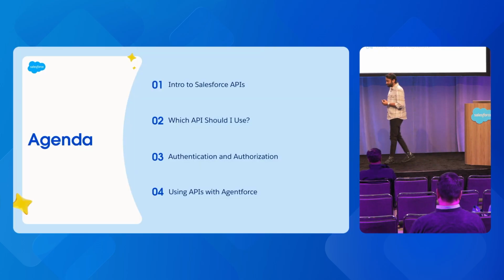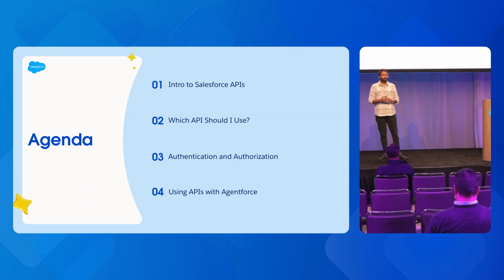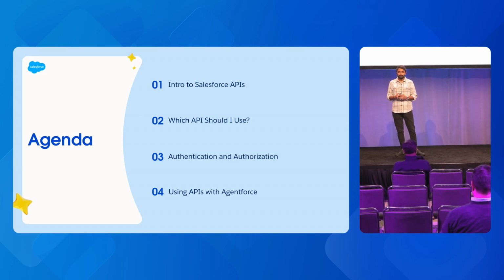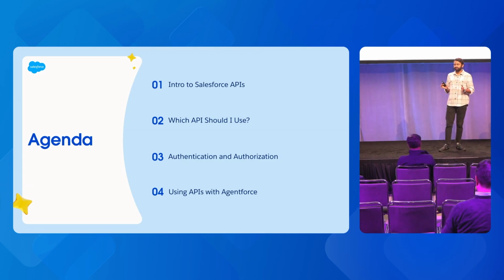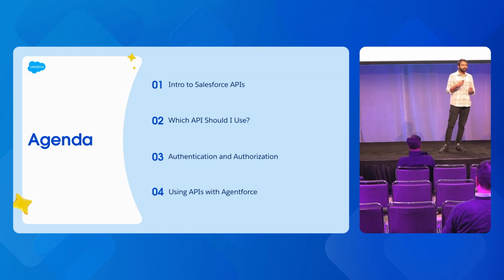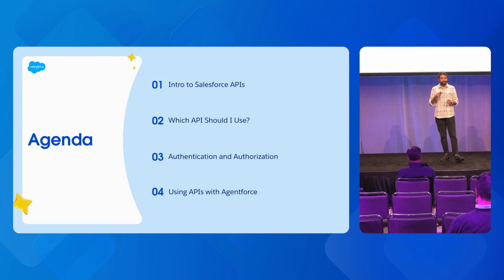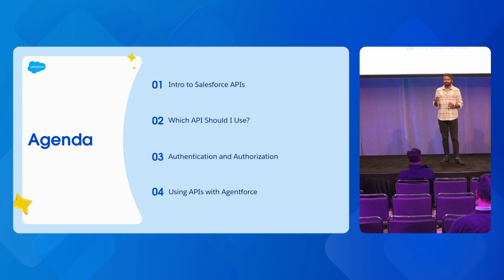So today we are going to be talking about Salesforce APIs, and this is an intro level session. We are going to basically introduce you to the different APIs that we have and give you a little bit of guidance on when you can use what. And then we are going to talk about authentication and authorization, which actually goes hand in hand with the APIs, because without one, the other doesn't exist. And we'll give you a glimpse about how you can use these APIs inside Agentforce. So that's going to be today's agenda.